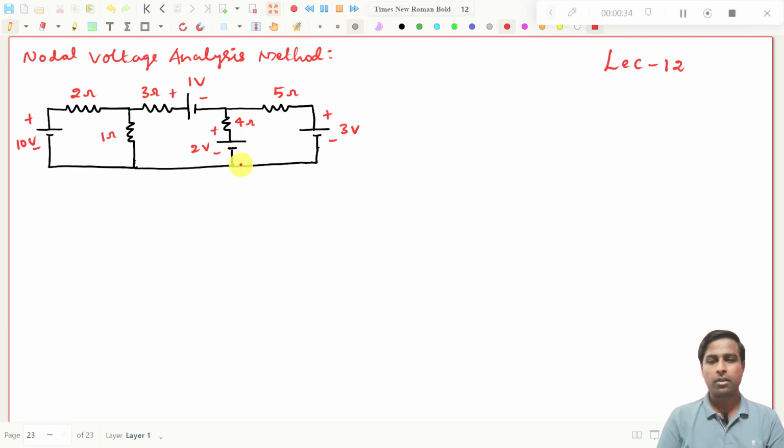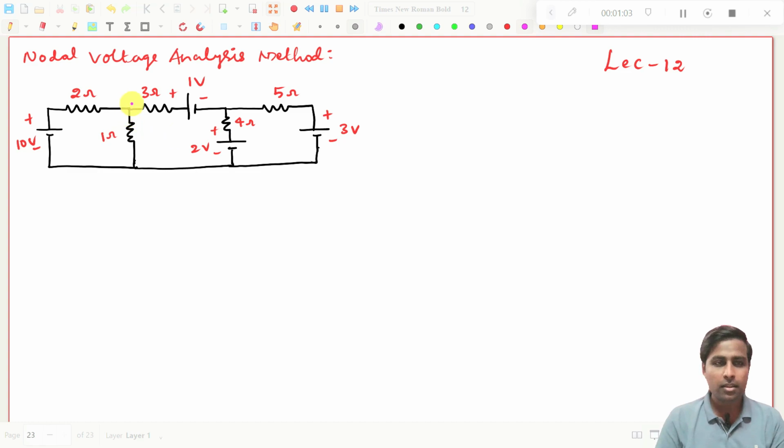Then you should know what is a node, that we have seen in our previous classes. Node is nothing but a common point where three or more branches are connected at a particular junction, and that junction we will call it as node, right? So you see how many nodes are available in this circuit. First you need to find how many nodes are available in this circuit.